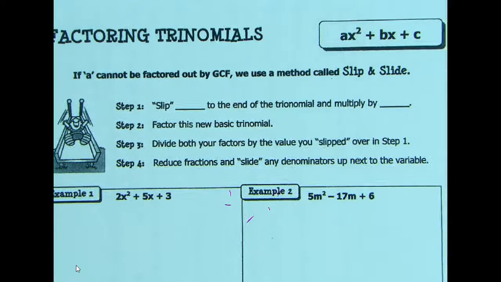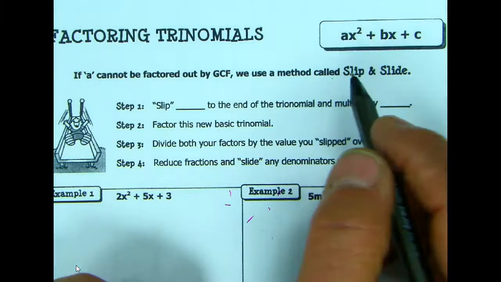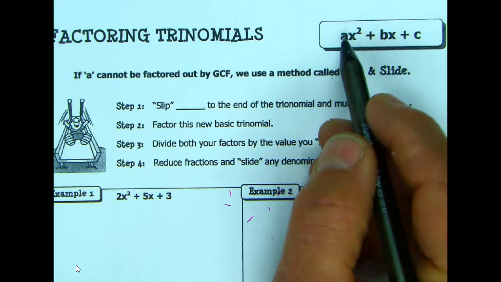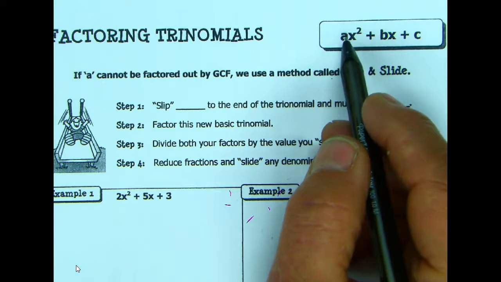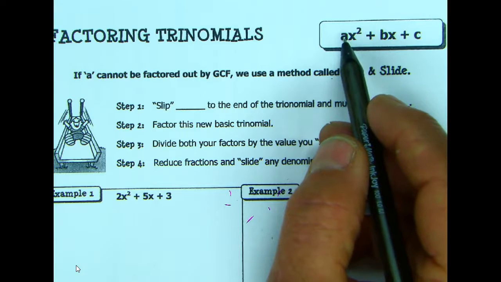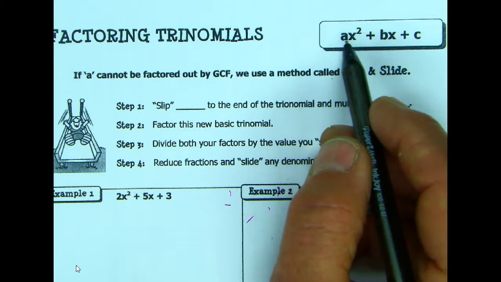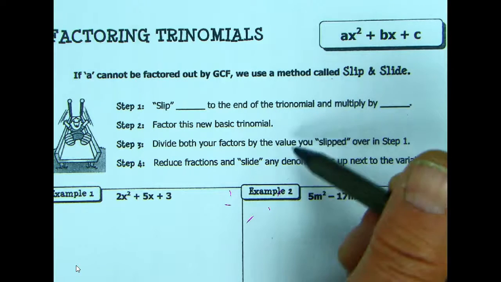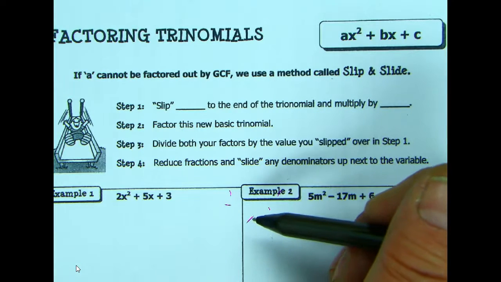Okay, so we're going to factor trinomials today. In the past, they've all had an a of 1. It's always been over here. Now today they're going to be more than 1, so these can be pretty complex to factor. So here's a method called the slip and slide that makes it easy.